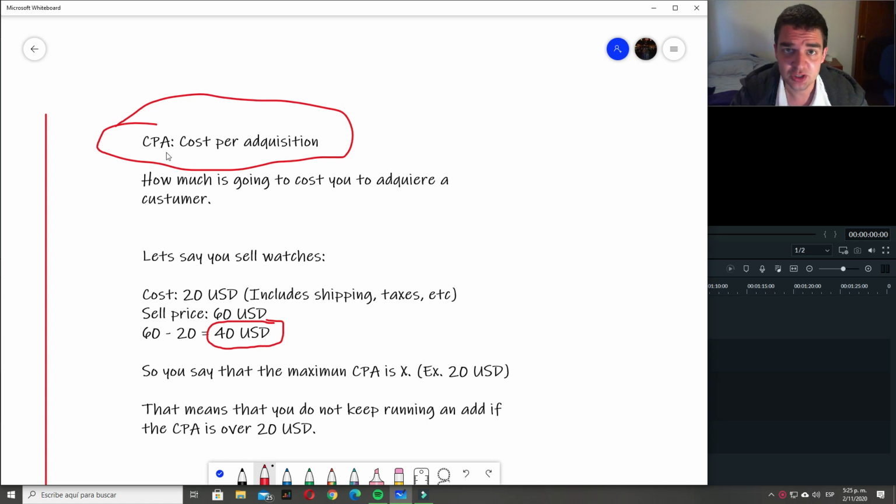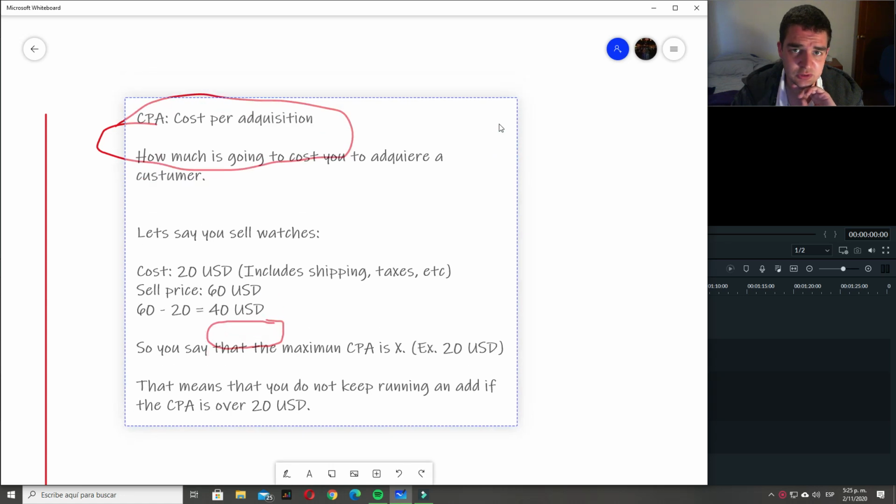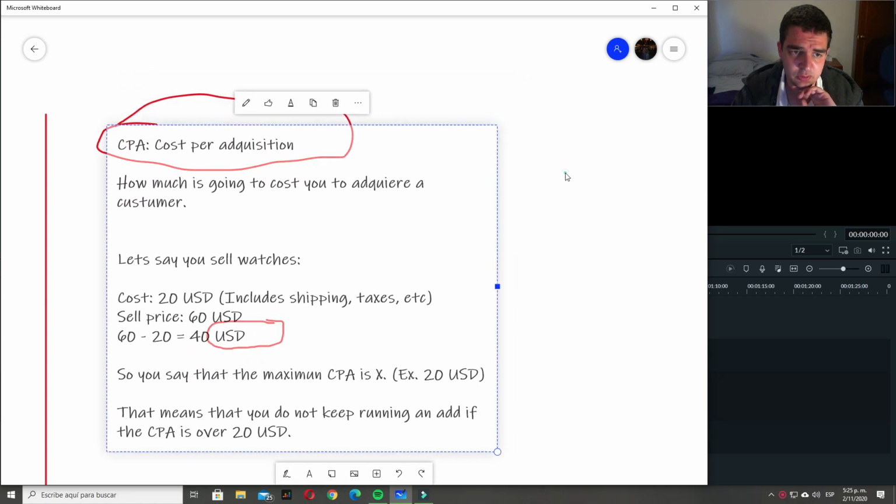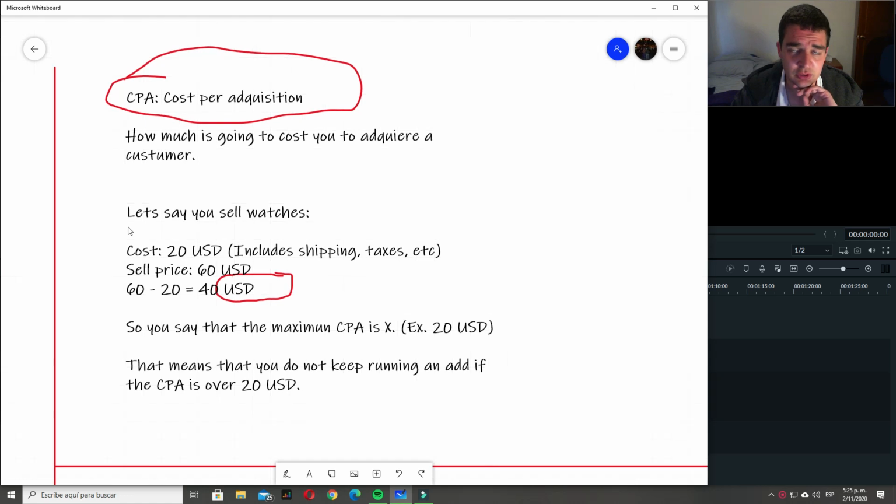Now if you remember yesterday's video, I told you that you need to have clear the front-end metrics and the back-end metrics. And one of the back-end metrics is this one. Now, to understand this a little better, and why and how you are going to use it, let's go into an example. Let's say you sell watches, right?